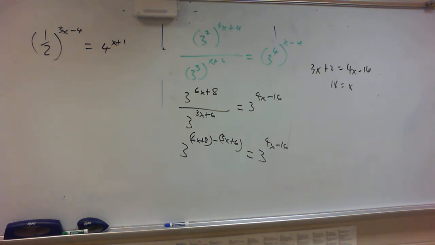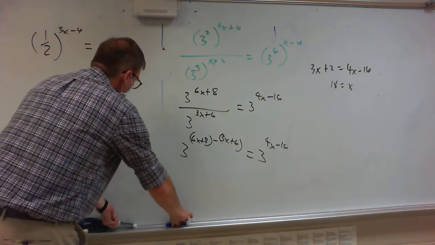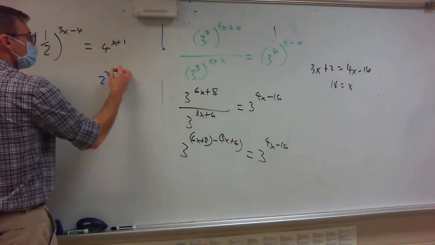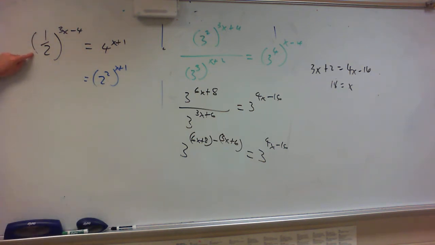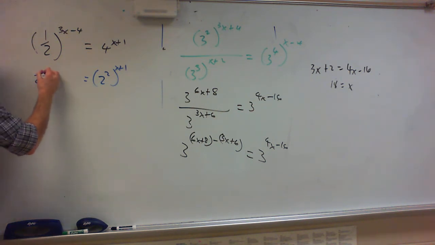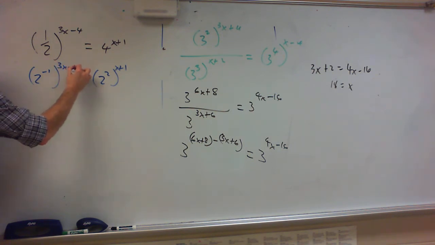What's your common base? Still 2, isn't it? Like this, we look at it and say, okay, this is not so bad. I write this. This is going to give us 2 squared to the x plus 1. But what's this going to be? 2 to the negative 1. Do you see how this is 2 to the negative 1? Isn't 1/2 2 to the negative 1? So I could rewrite this as 2 to the negative 1 times 3x minus 4.